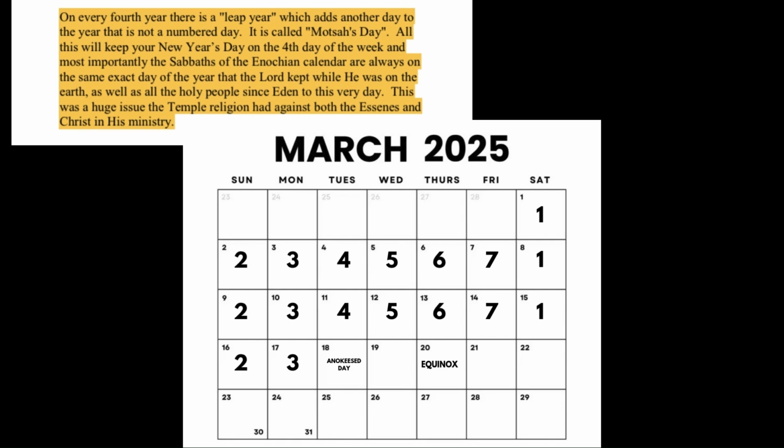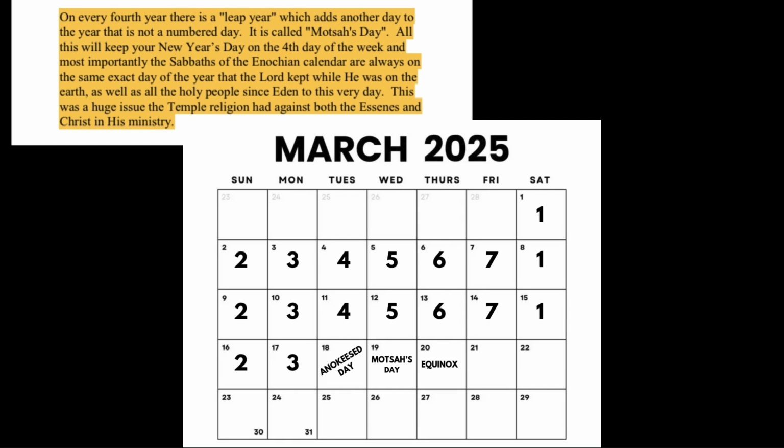That's awesome. That's awesome because this year is one of those leap years. The 19th would be Moses Day. So let me fix that right quick. All right, there you go. Look, there you go. So read that again. On every 4th year, there is a leap year, which adds another day to the year that is not a numbered day. And it is called Moses Day. So Enoch said day and Moses Day are both no days on this leap year, right?